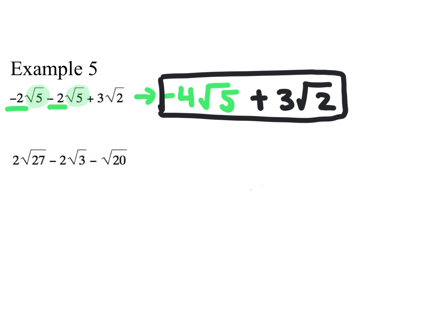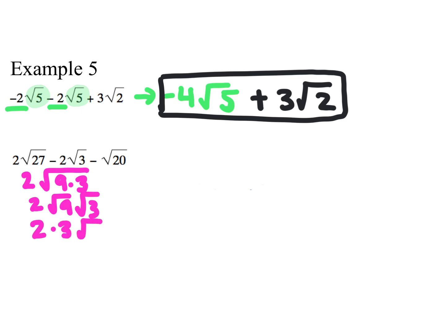For the next example, I want to simplify my radicals first. So I can take my first radical of 2 root 27. 27 can be written as 9 times 3, so it's 2 radical 9 radical 3. It becomes 2 times 3 root 3, which is 6 root 3 for the first part. The next part is minus 2 root 3, and that doesn't simplify, so I keep the minus 2 root 3.